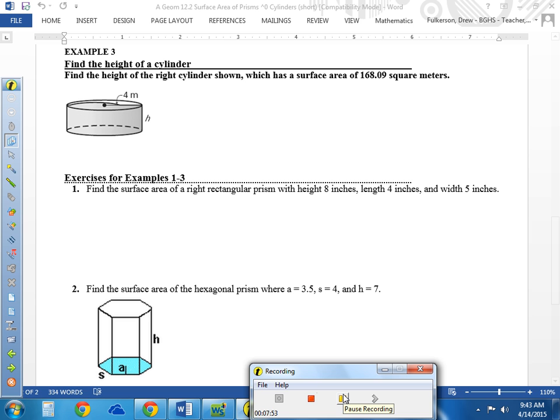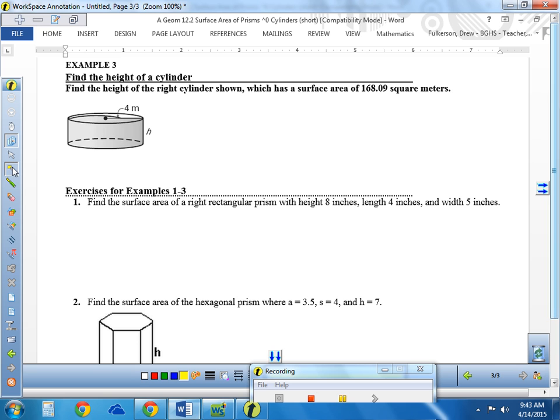This next example gets a little more difficult. Now we're going to find a missing piece on a shape. So we're going to once again start off with our formula. That's a good place to always begin. So 2 pi r squared plus 2 pi r h. And then we're going to substitute what we know from our problem. So we know the radius is 4. So I can plug that in anywhere I see an r. And then we've got to remember that we don't know our height, so we can just put times h. The other thing we do know is our surface area. That's that 168.09. And now it's just algebra.